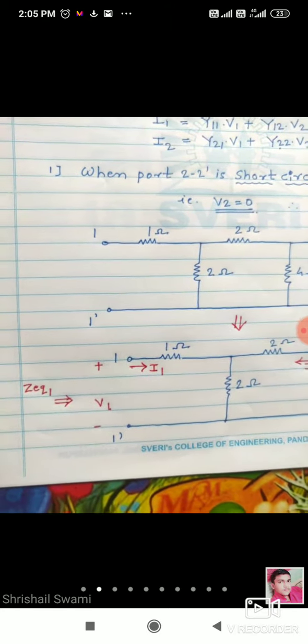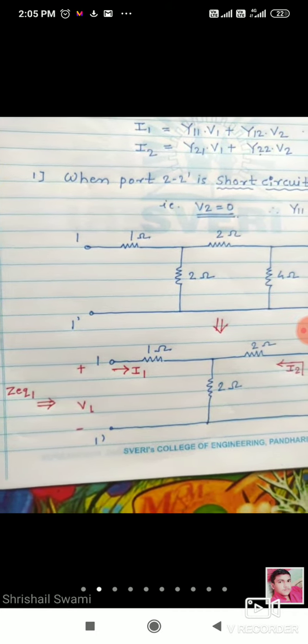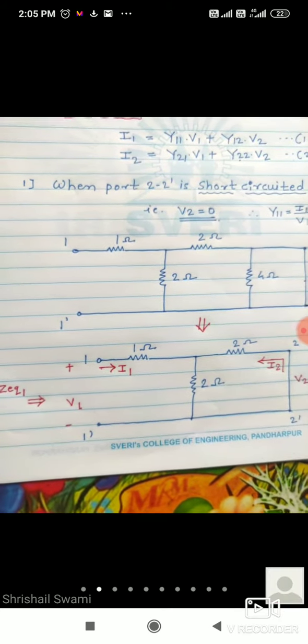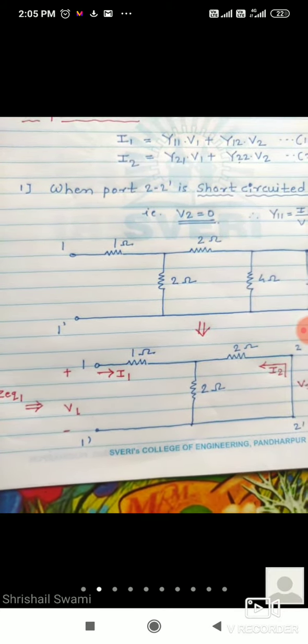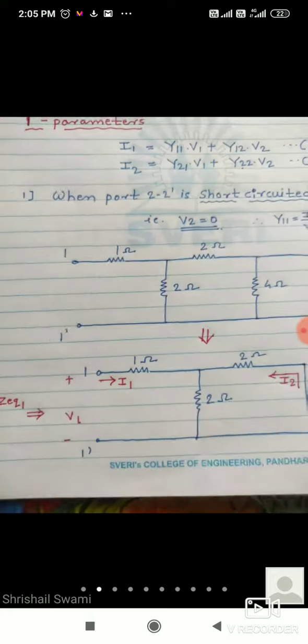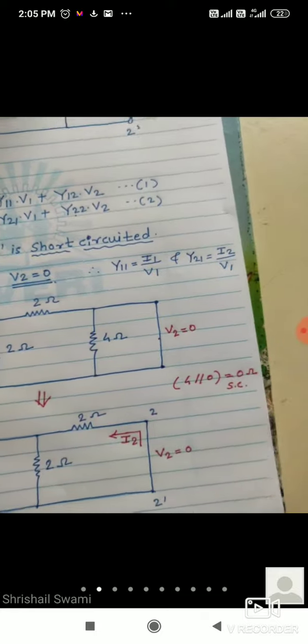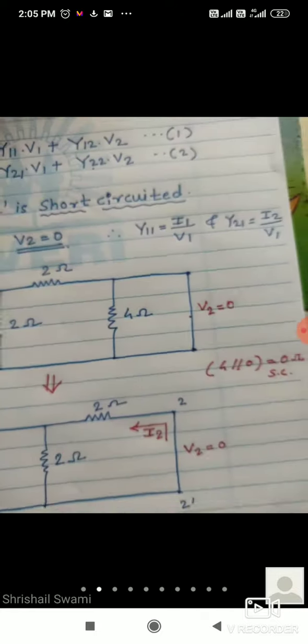Z equivalent 1, 2 and 2 are connected in series or parallel? 2 and 2 are connected in parallel. What will be the answer? 1. Okay, 1 is in series with 1, that will give the answer 2. Okay, 2 ohm is the answer of Z equivalent 1. So calculate that one. First of all, write the equation. What equation you have to write according to Ohm's law? According to Ohm's law, you are writing total voltage V1 is equal to total impedance Z equivalent 1 into I1.